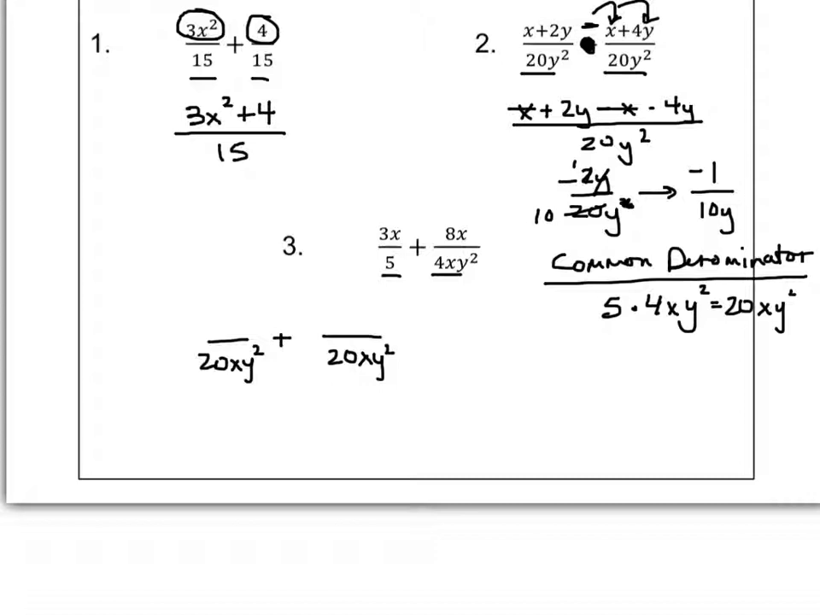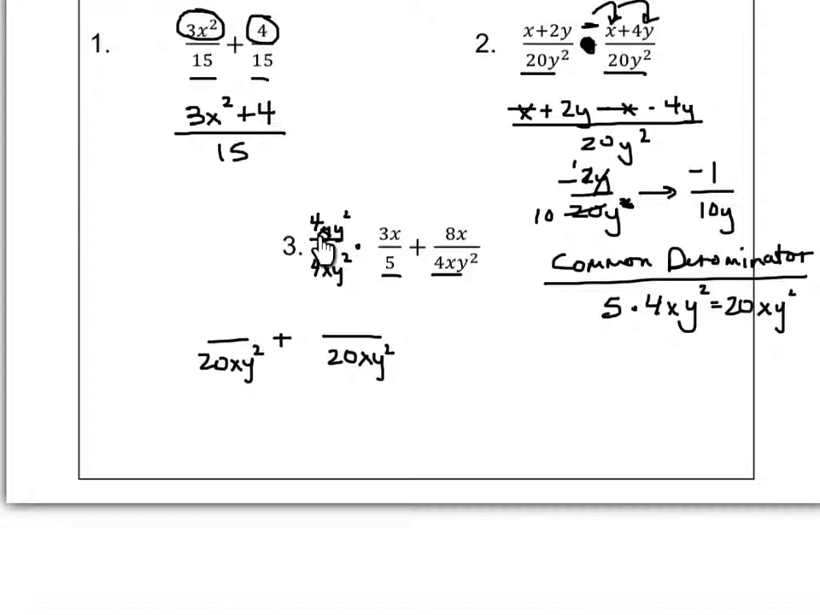That's what I want on the bottom. Now, how do I get to that? From this first fraction, I'm just going to simply multiply this first fraction by the denominator of the other fraction, 4xy squared. And if I do it on the top or the bottom, I've got to do it on the top. So on this first fraction, 4xy squared times 5 is 20xy squared.